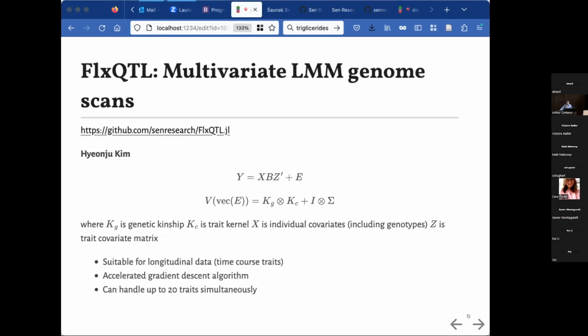I told you about the multivariate linear mixed model genome scans. That's the work of Hyunju Kim. And this is a generalization of what you have in the multivariate version of GEMMA. It uses an accelerated gradient descent algorithm and can handle over 20 traits simultaneously.